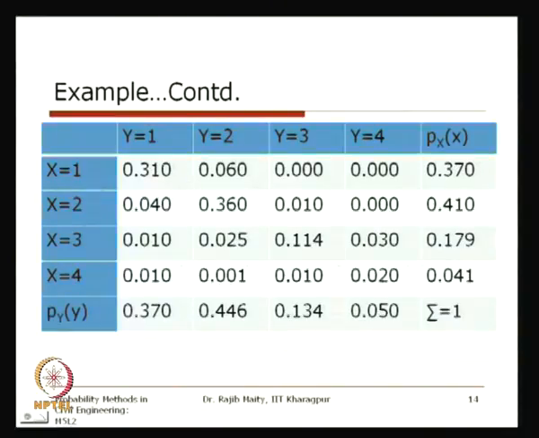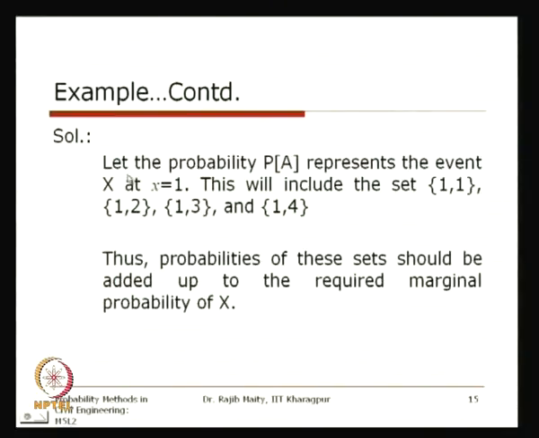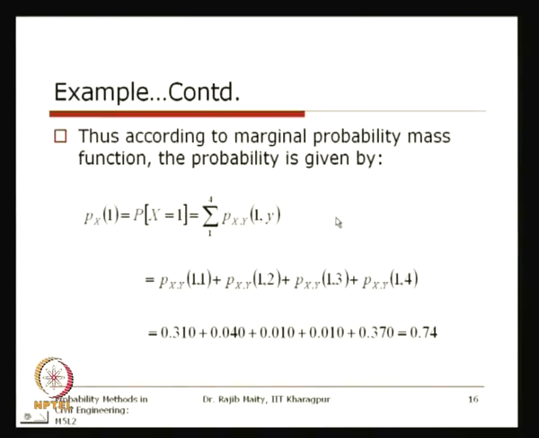So to complete this problem, again this is explained here. Let the probability represent the event that x equals 1 for these 4 such events, that is 1 1, 1 2, 1 3 and 1 4, and if we add up these 4 probabilities, you get the answer 0.37. Sorry, there is a mistake in typing. So this total probability is 0.37, which is the probability of x equals 1 as we have seen in the table.